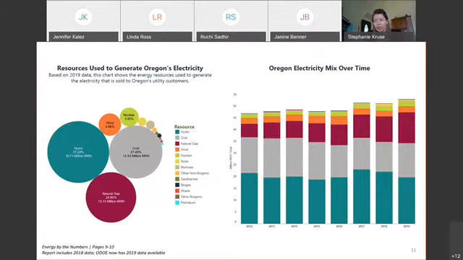But this data only represents the electricity we consume in Oregon. It does not include resources that we generate and then export outside of Oregon to our neighboring states. And if you are curious about finding more information on this, you can look up your utility-specific electricity resource mix on our website, as well as a whole lot more additional information around this topic. Next slide, please.